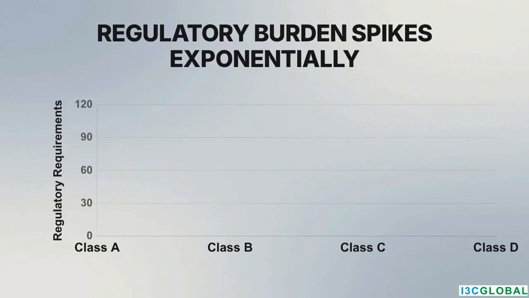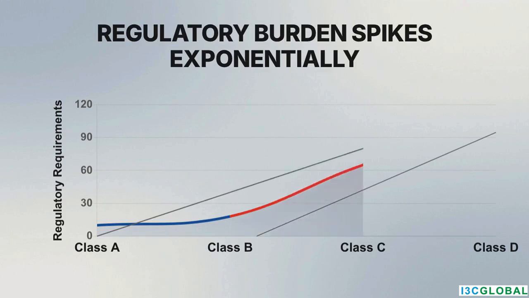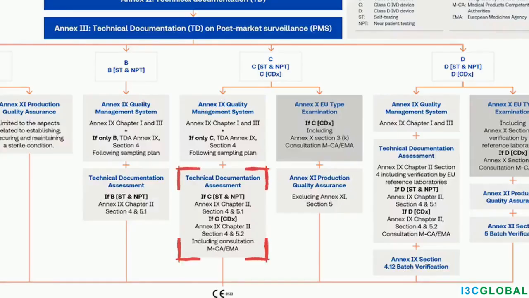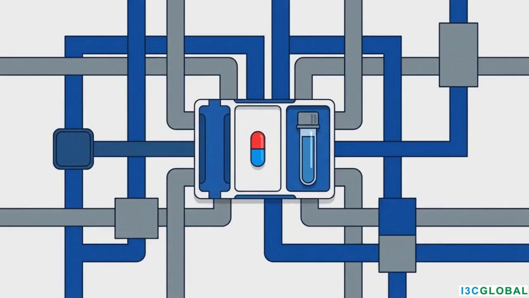For Class C and Class D devices, the regulatory requirements increase significantly. These high-risk categories include critical diagnostics, where an incorrect result could lead to a life-threatening situation. As shown here, Class C manufacturers must choose between a comprehensive technical documentation assessment or an EU type examination, which involves testing a physical sample of the device.